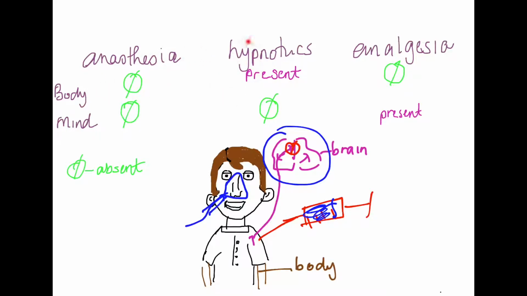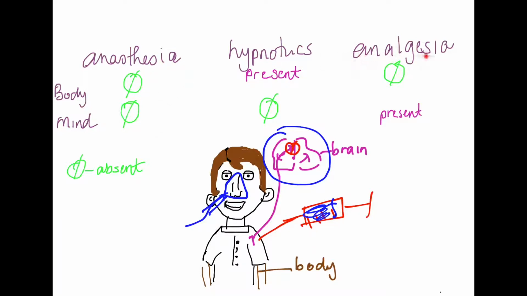Okay, hypnotics. In anesthesia there is loss of consciousness. With hypnotics, we only inhibit our mind, so we zone out in a sense, but our body is still present. So if somebody was hypnotized, their mind will be out, but if you were to touch them, they will still feel it. But with anesthesia, they will be zoned out, their mind will be out, and if you were to touch them, they wouldn't feel it.